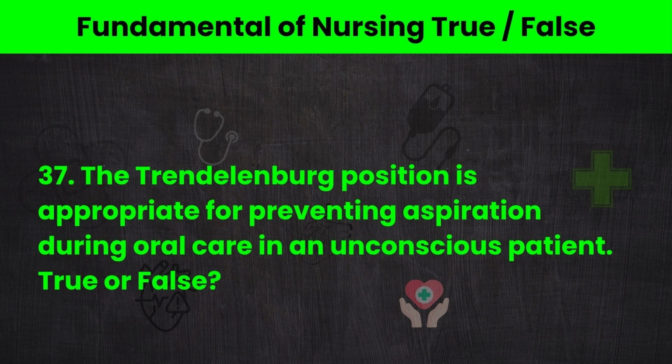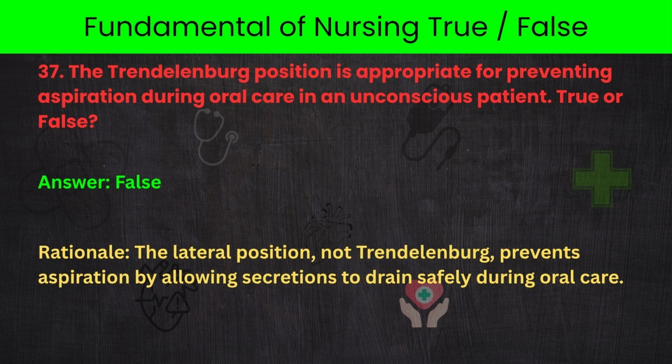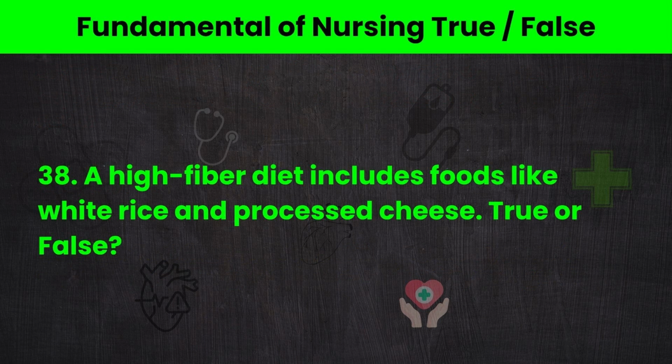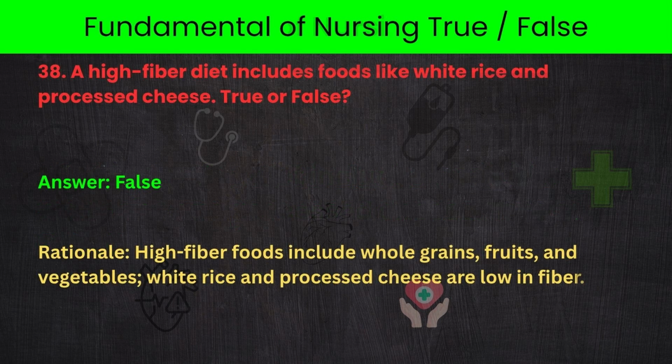37. The Trendelenburg position is appropriate for preventing aspiration during oral care in an unconscious patient. True or false? Answer: false. Rationale: the lateral position, not Trendelenburg, prevents aspiration by allowing secretions to drain safely during oral care. 38. A high-fiber diet includes foods like white rice and processed cheese. True or false? Answer: false. Rationale: high-fiber foods include whole grains, fruits, and vegetables. White rice and processed cheese are low in fiber.